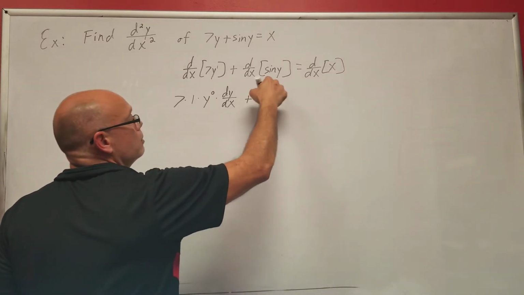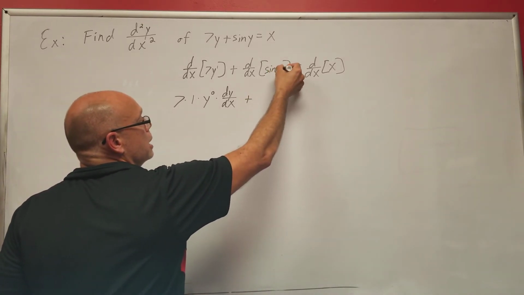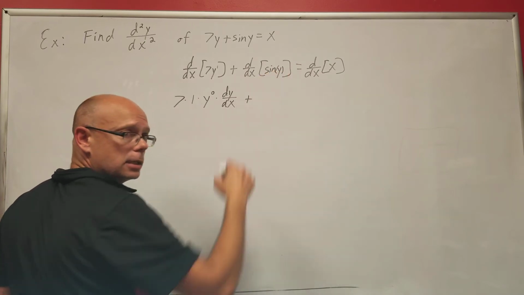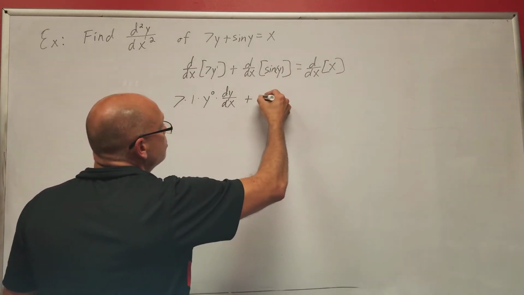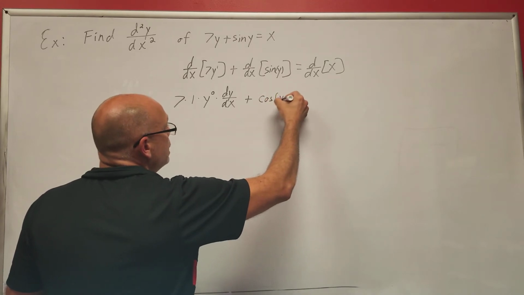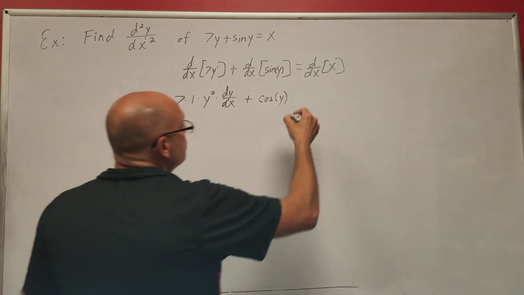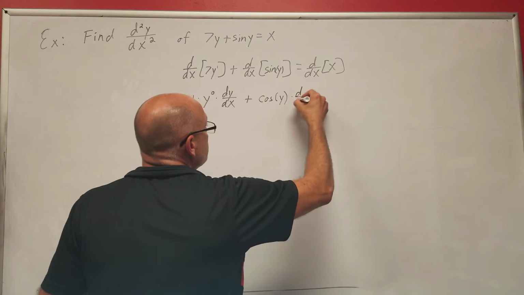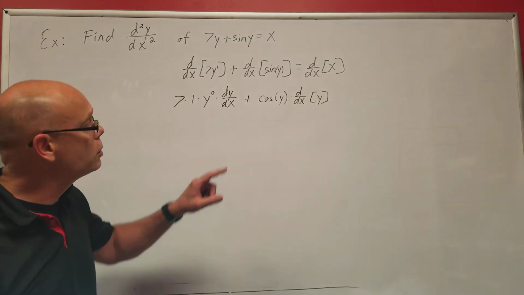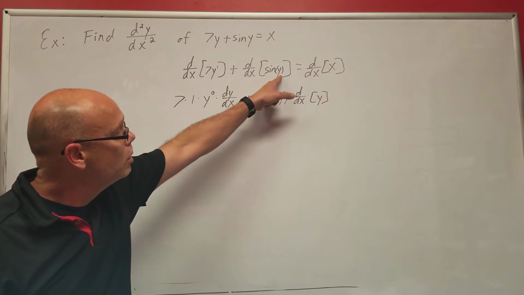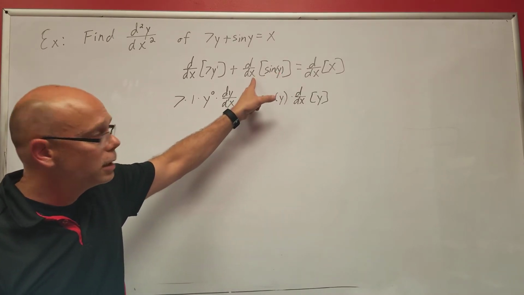How about this part? Remember, that's an outside, that's an inside, right? So what's the derivative of sine? Cosine at the inside times the derivative with respect to x of the inside, y. Now, why do we have to treat this with the chain rule? Because that y is different than that x.